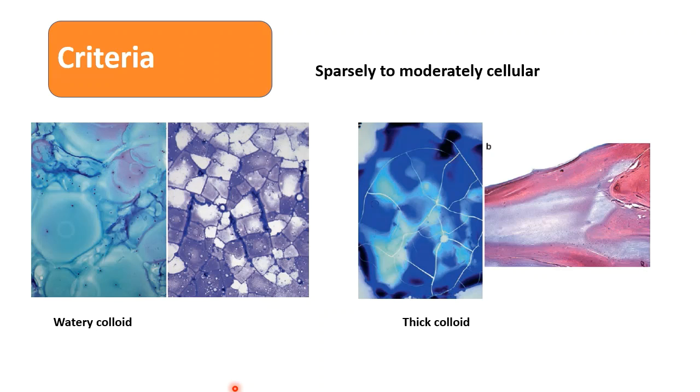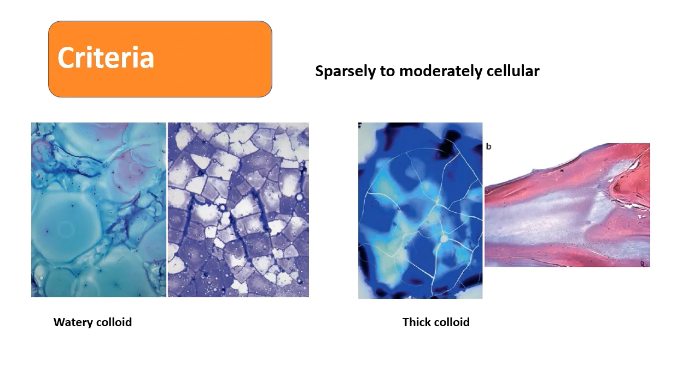So colloid can be watery or it can be thick colloid. Watery colloid on Pap stain looks like a thin membrane or cellophane paper appearance. And in Romanowsky stains, it gives a chicken wire appearance. And thick colloid on Romanowsky stains gives a cracked glass appearance, whereas in Pap stain it appears pinkish.